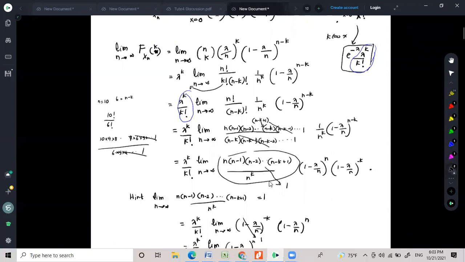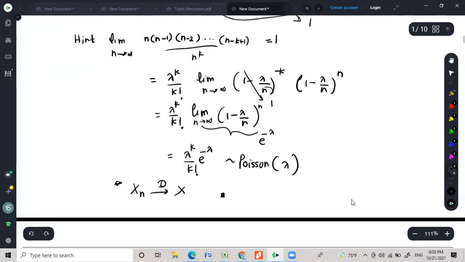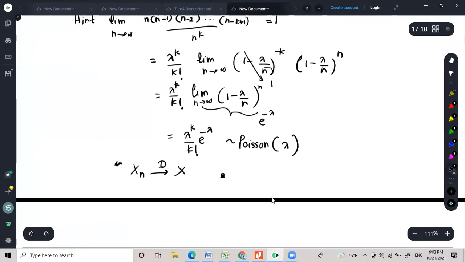Okay, and if you do that, you can end up with the Poisson distribution, that is the limiting distribution of the binomial sequence. Okay, right. So that is how you do question number 3, part B. Right. Is this clear to all of you?